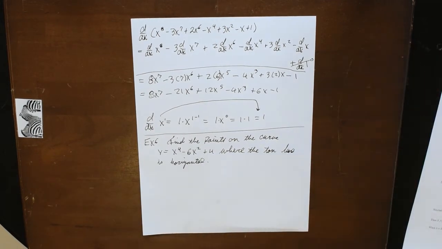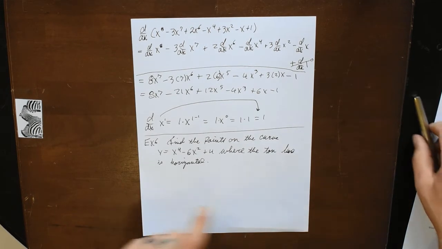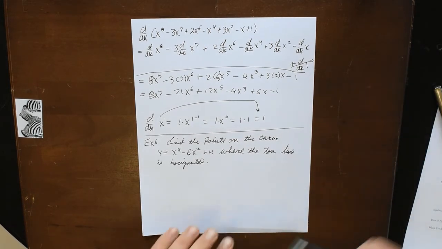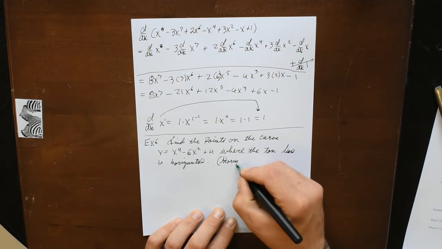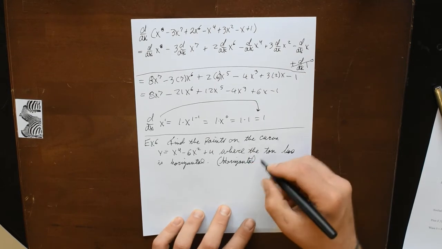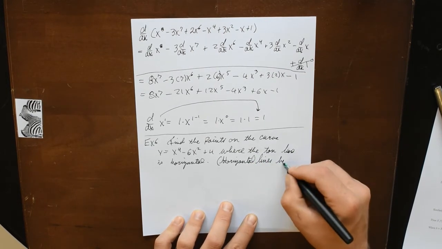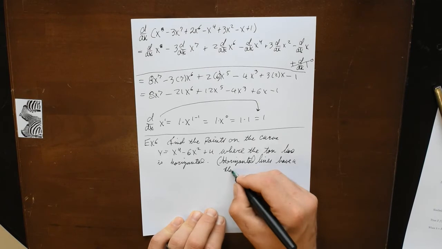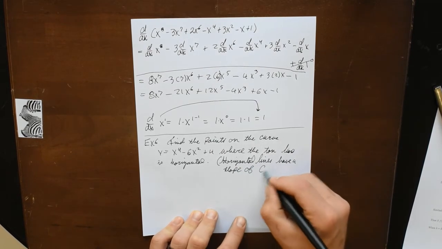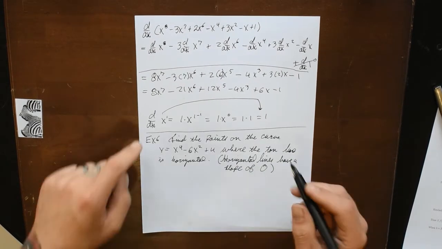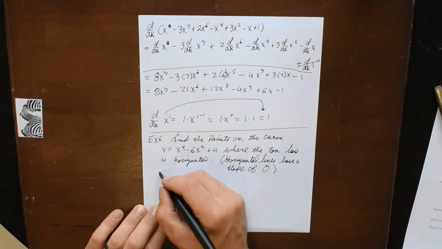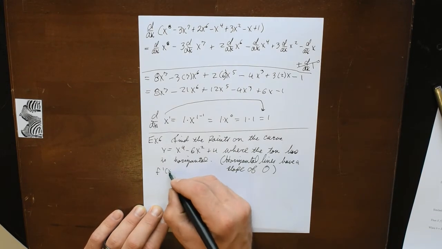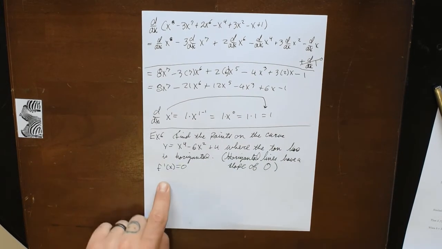Okay, so we're going to find points on the curve y is equal to x to the 4th minus 6x squared plus 4, where the tangent line is horizontal. Remember that horizontal lines have a slope of 0. So find where tangent lines have slope of 0. That means we want to find the points where f prime of x is equal to 0.